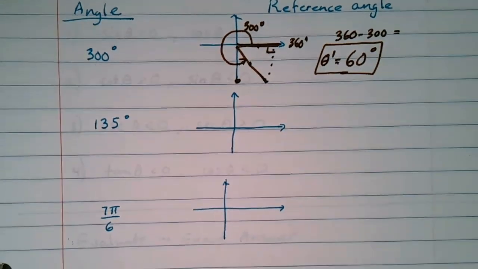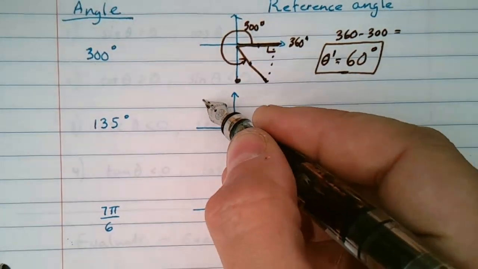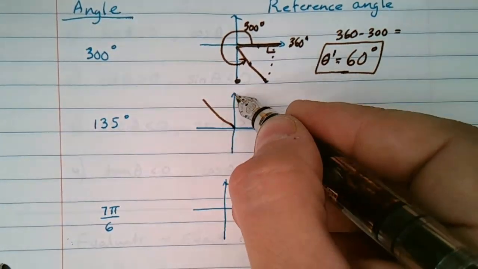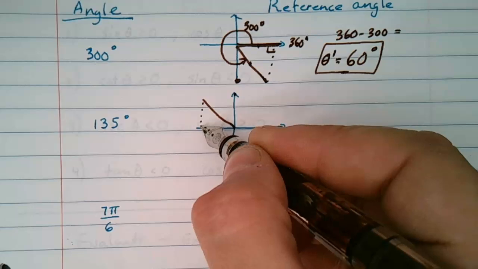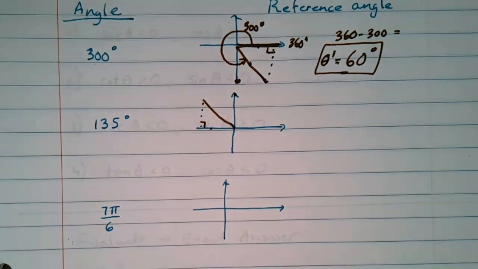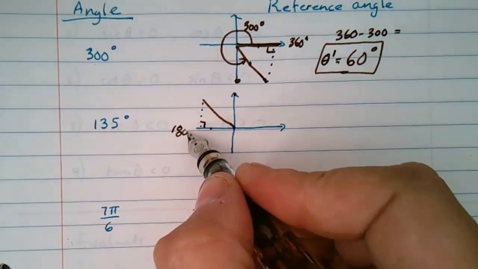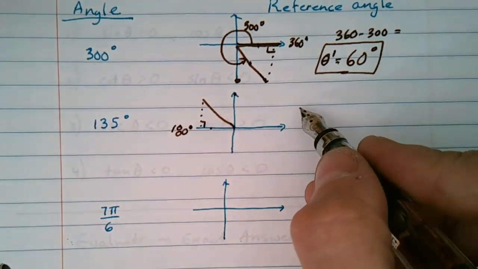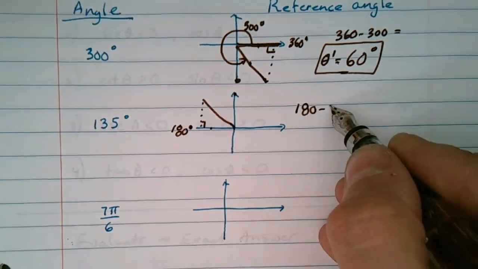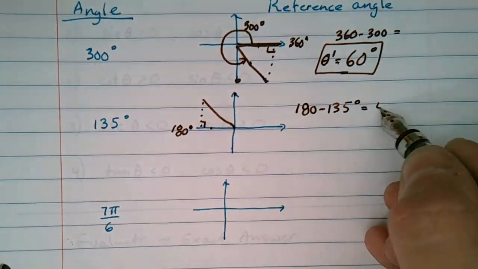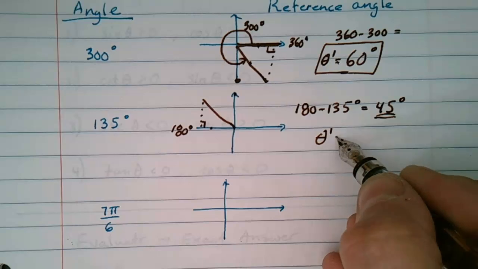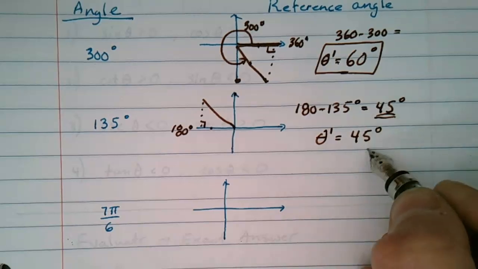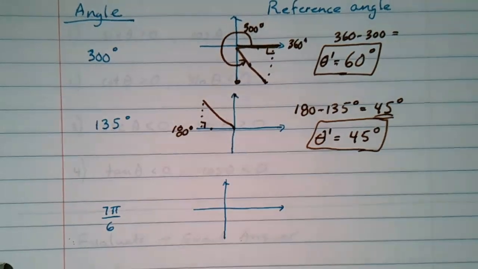Let's do another one, 135 degrees. All right, so I know 135 is somewhere between 90 and 180. I'm going to draw it right here. The nearest x-axis is there, and that nearest x-axis happens to be 180. So what do I know? 180 minus 135 equals, hopefully, 45 degrees. So theta prime, my reference angle, is 45 degrees. Boom, boom, boom. Okay?